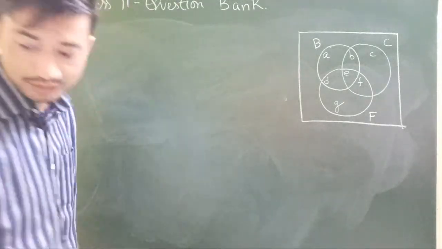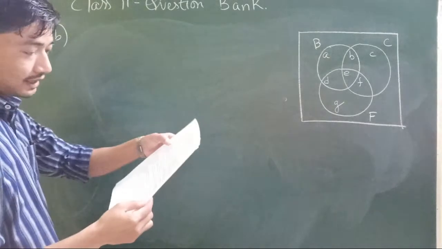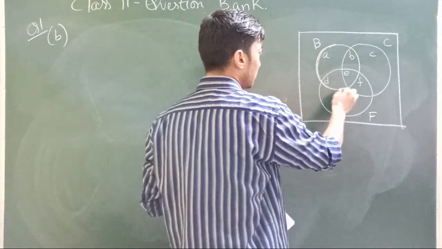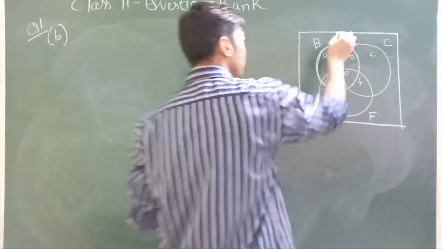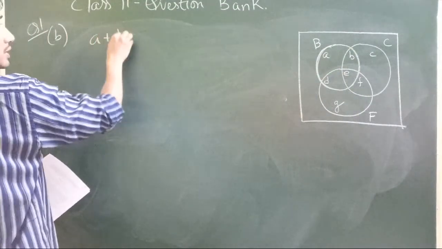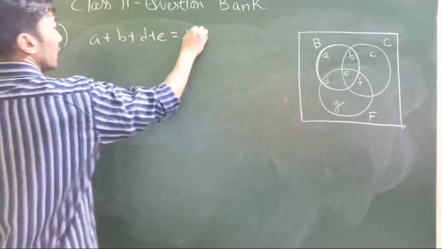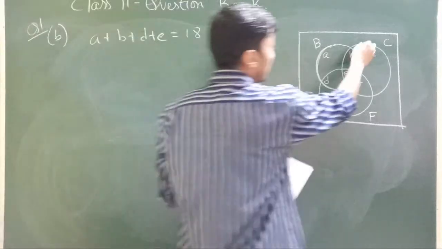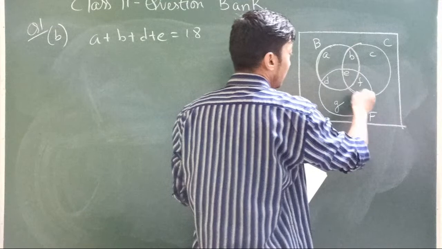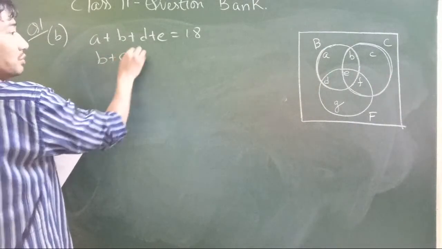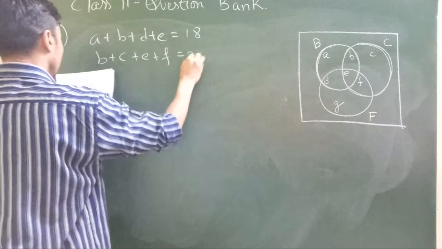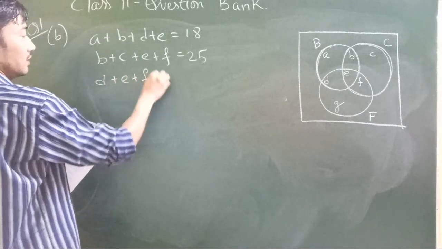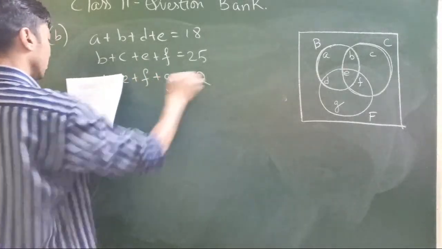So then as per the question, what we have is 18 are in the basketball team. So who are the players in the basketball team here? A, B, D, E. So A plus B plus D plus E, there are 18 players in the basketball team. Similarly, 25 are in the cricket team. That is, it denotes the letters B, C, E and F. And 22 in the football team, that is D, E, F and G.